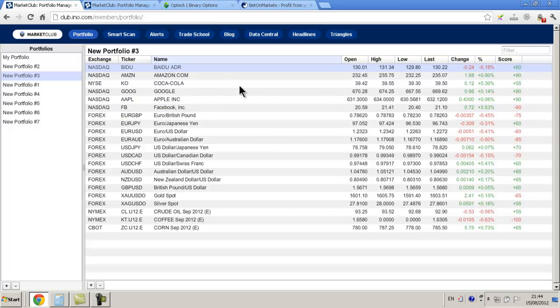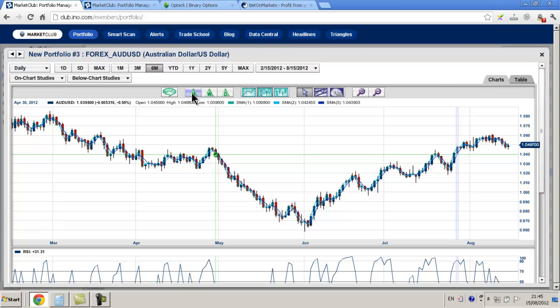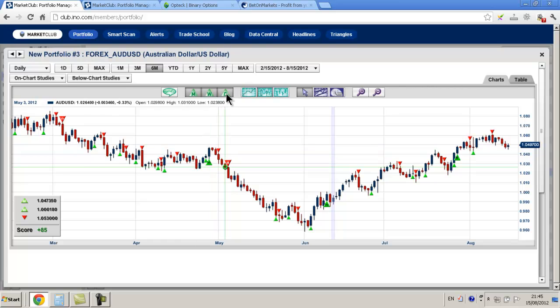Okay, so we need to set up our charts first. While we're talking about Australia, let's go and have a look at the Aussie US dollar. Okay, so there it is over there. Now you can see I've got my chart set up a little bit differently. So let's go back to a blank screen, and I'll show you how to set it up. Remember, the first thing to add, we want to add our monthly, our weekly, and our daily trade triangles.